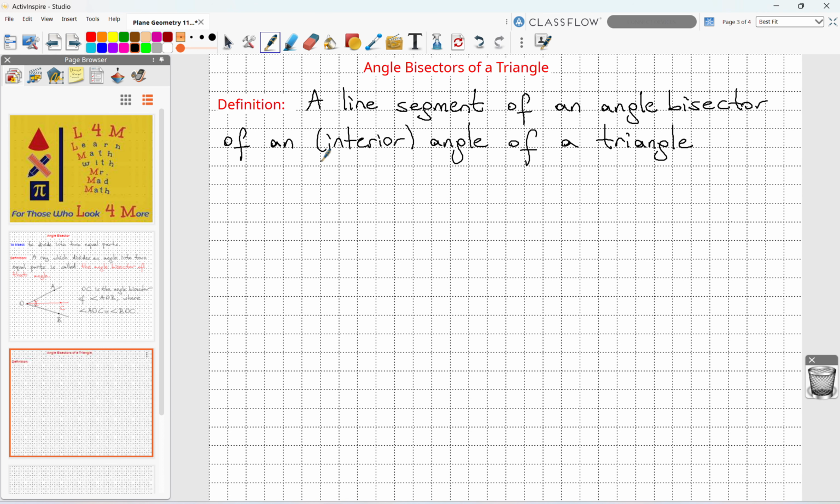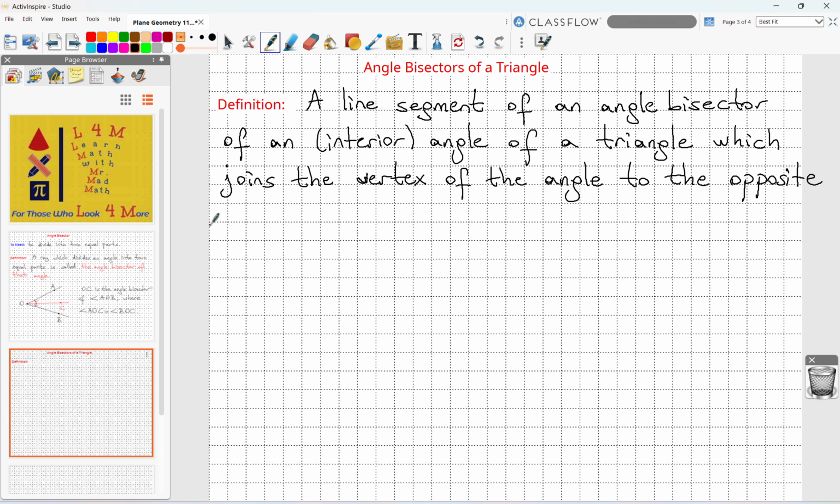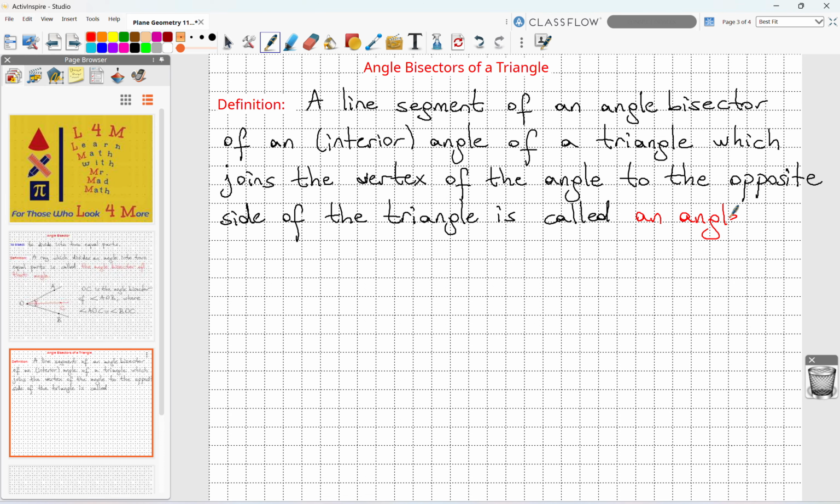Okay, a line segment of an angle bisector of an interior angle of a triangle which joins the vertex of the angle to the opposite side of the triangle is called an angle bisector of a triangle.